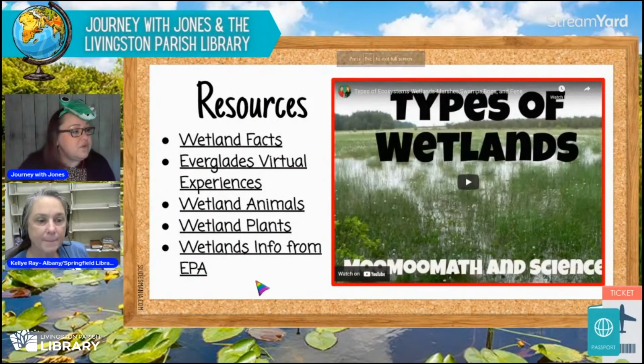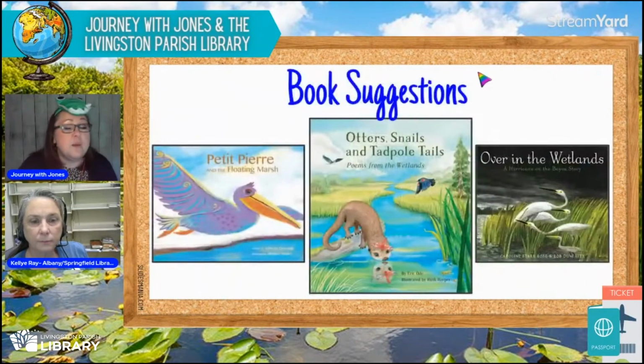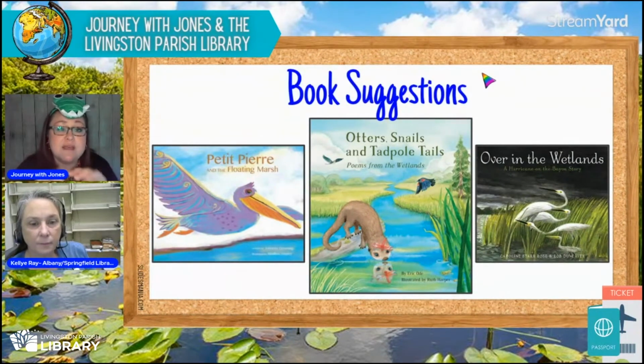Now, there are some other resources on here. If you're interested, you can click on this or the video and explore wetlands on your own. Book suggestions: these 3 books are some of my favorites, and the Livingston Parish Public Library has all 3 of them. We have Petite Pierre and the Floating Marsh, Otters, Snails, and Tadpole Tales, Poems from the Wetlands, and Over in the Wetlands, A Hurricane on the Bayou Story. All 3 of these can be found at the Livingston Parish Library.